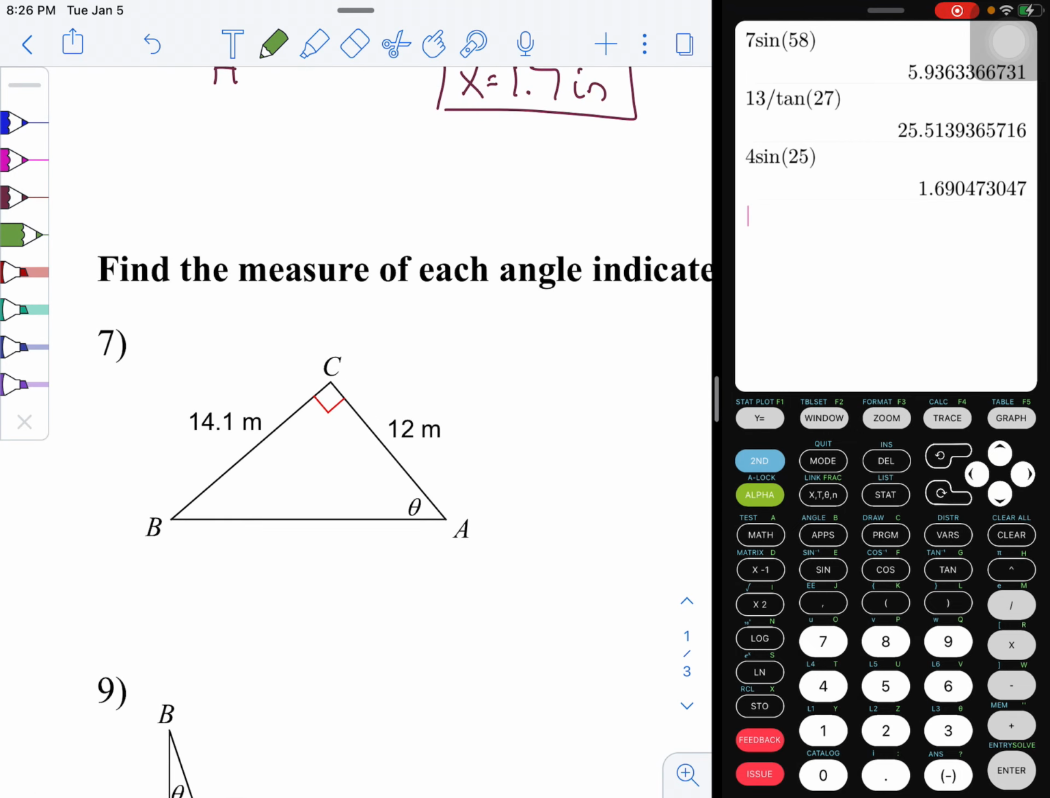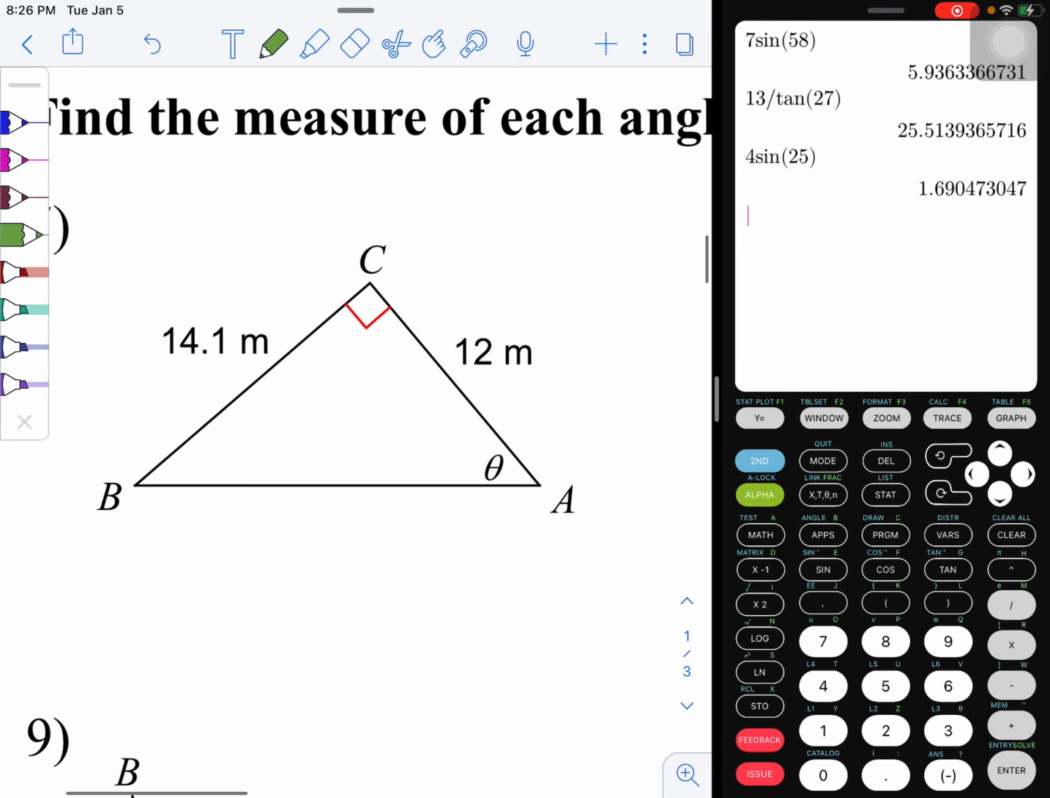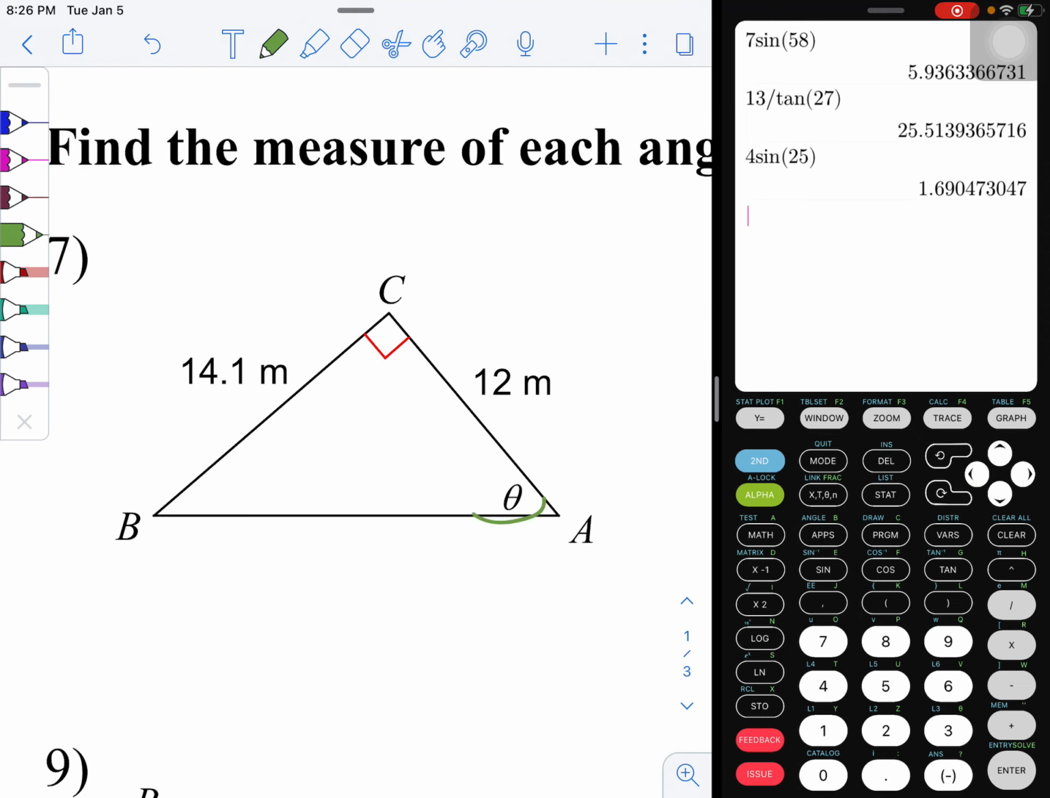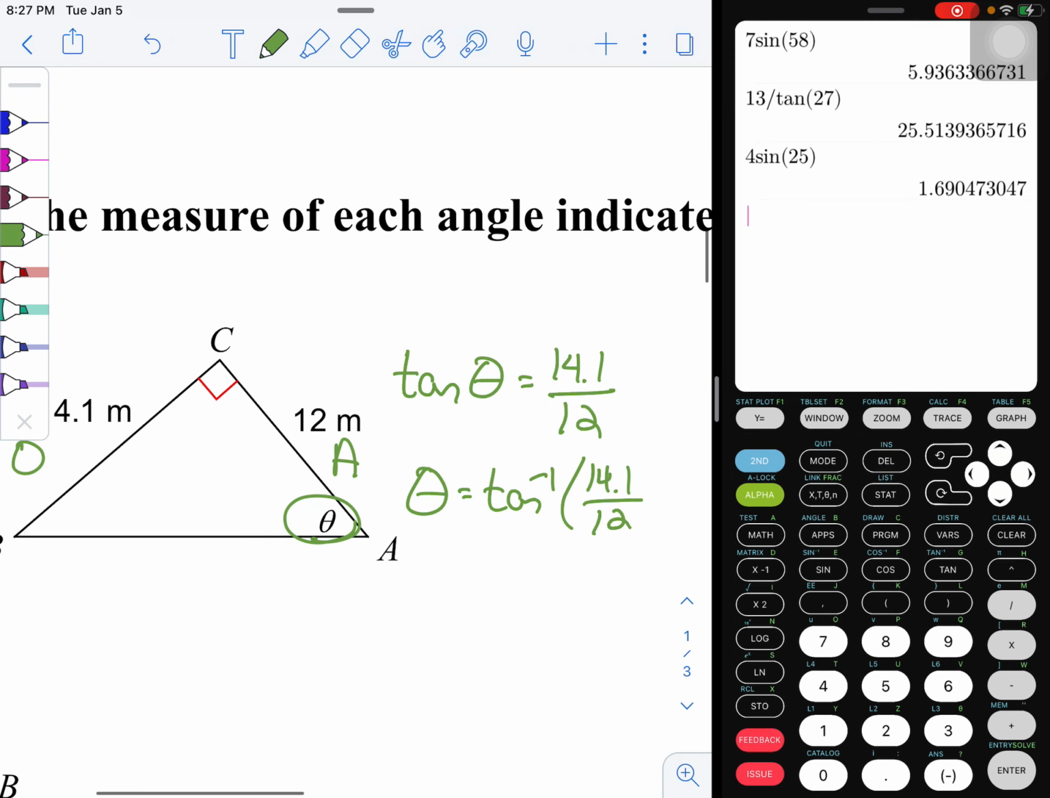Let's see, number 7, we're looking for an angle and again, round to the nearest 10th. Okay, so same directions as the last kind. So our angle is right here. There's theta. I'm going to label the 2 sides of the triangle that I know, so opposite and adjacent, which tells me that I need to be using tangent. So tangent of theta is equal to 14.1 over 12. I'm going to do the inverse tangent of both sides. And again, this is absolutely a calculator issue. So let's try that again.